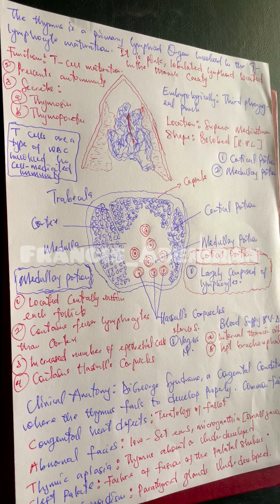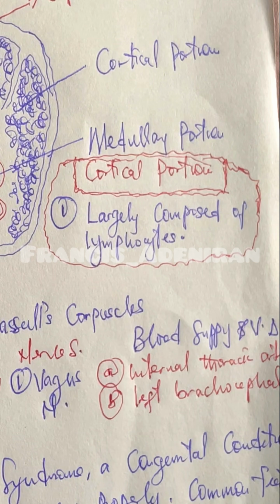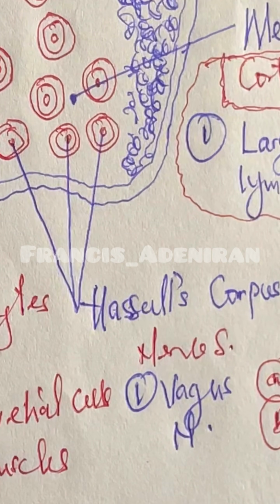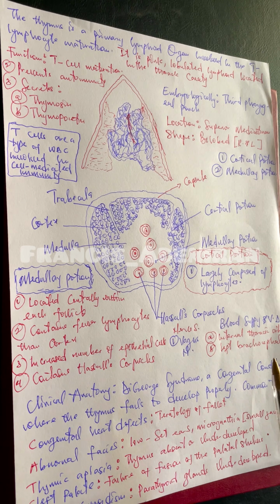So let's go to the blood supply, the venous drainage, and the nerve supply of the thymus. Now, the thymus is supplied by the internal thoracic artery. The venous drainage is by the left brachiocephalic vein, and the nerve supply is the vagus nerve. So internal thoracic artery for the supply, left brachiocephalic vein for the drainage, and the nerve supply is by the vagus nerve.